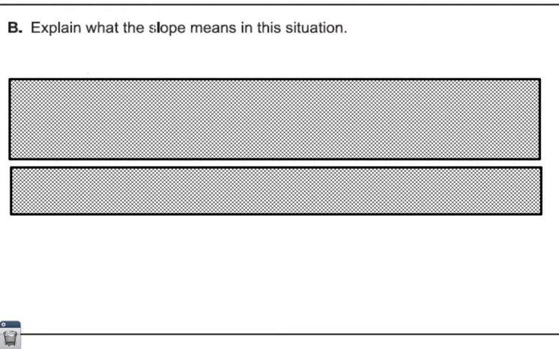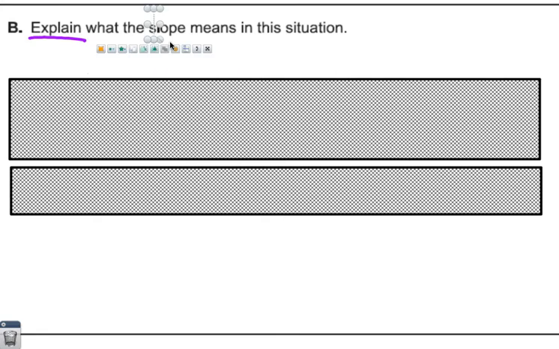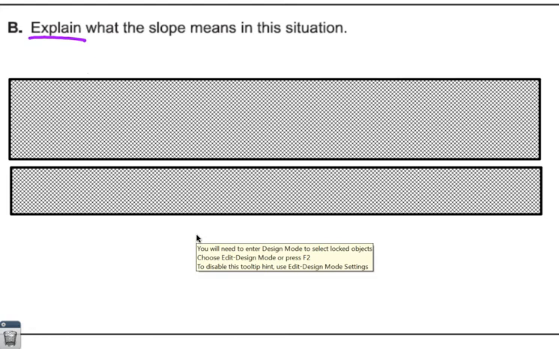Part B, we love these. Explain. Explain what the slope means in this situation. All right. I don't know what that is doing there. Oh, that's what it's doing there. What the heck? Alright, whatever. Anyway, explain what the slope means in the situation.